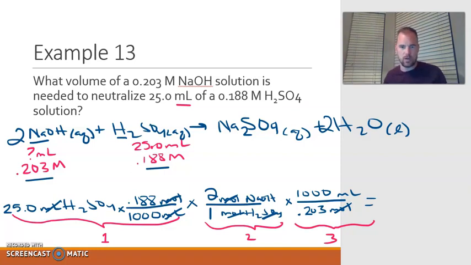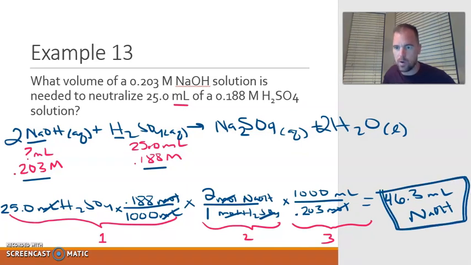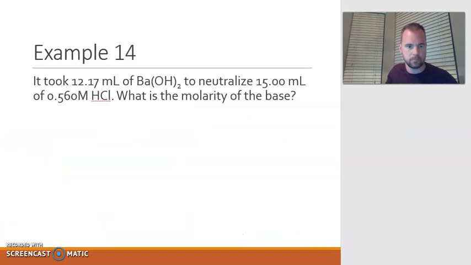Mathematically, nothing new here. All right, but I'm going to do the math here. 25, let's say 25.0 times 0.188 times 2. Okay. With, looks like 3 significant figures is what my answer should be. My milliliters of base is 46.3 milliliters of NaOH. That is what is needed there. Okay, so that would be my answer for example 13.